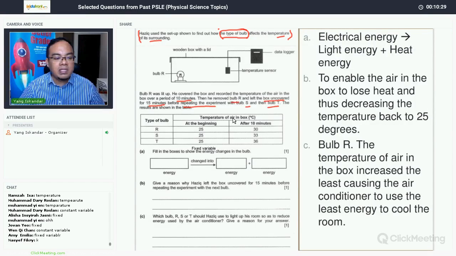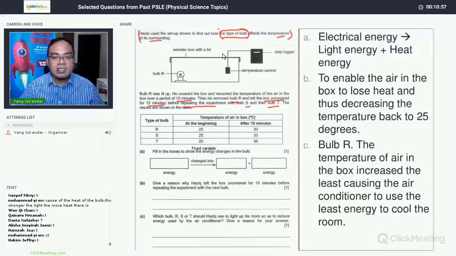So next you must be able to analyze what is going on in this table. Okay, I always tell my students that you need to tell a story. From the table, you need to identify what story we can get. You can see here the temperature increases most for which bulb? For bulb T, right? Very good, Wanchi. So bulb T, temperature increases most.